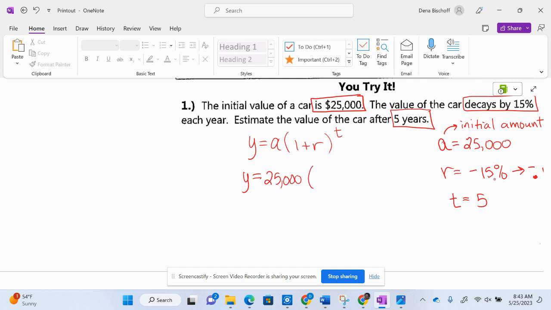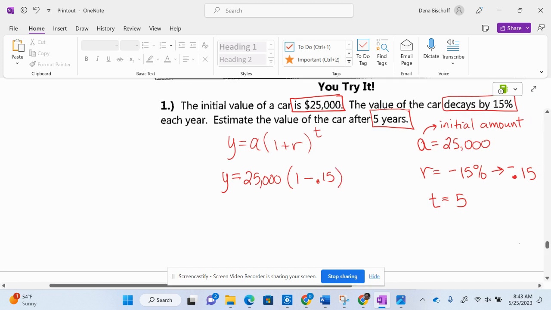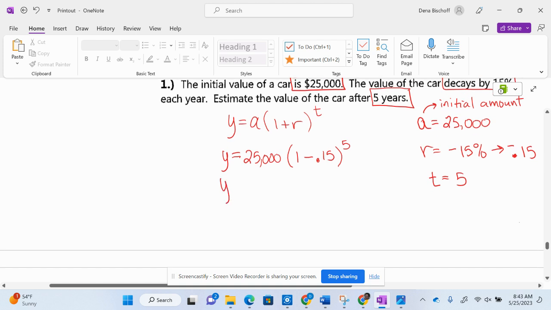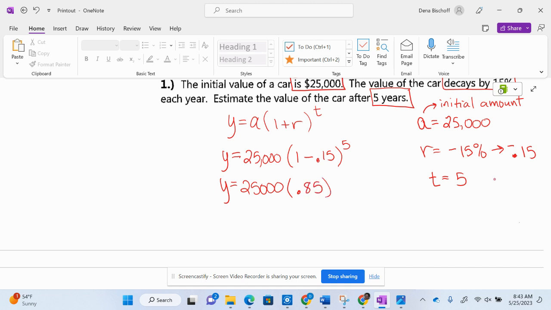25,000 times 1 minus 0.15, right? Because it's a negative rate, all to the power of 5. Well, when I simplify that, that's the same thing as saying Y equals 25,000 times 0.85 to the power of 5. So what is my car worth after 5 years?